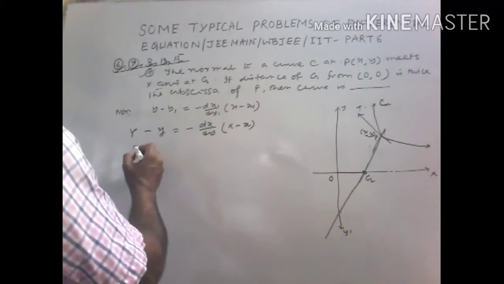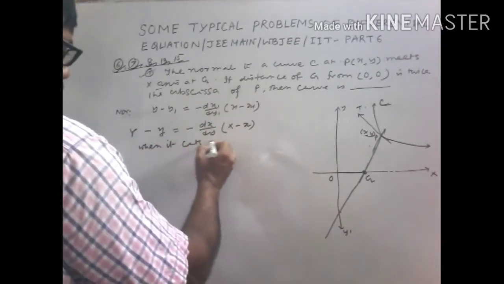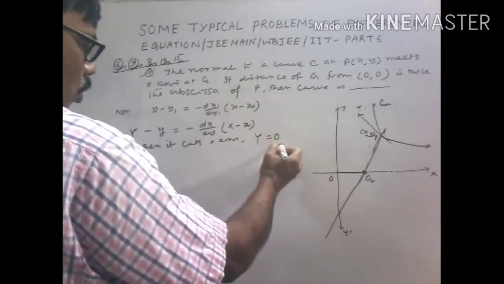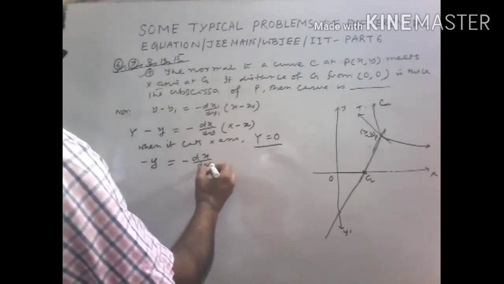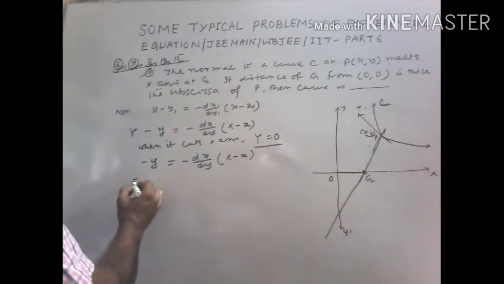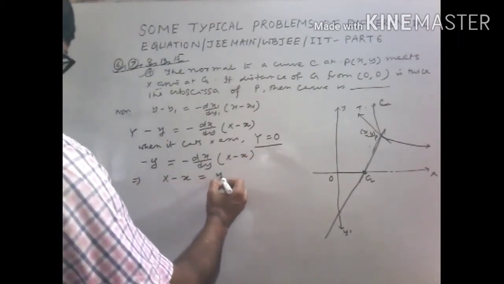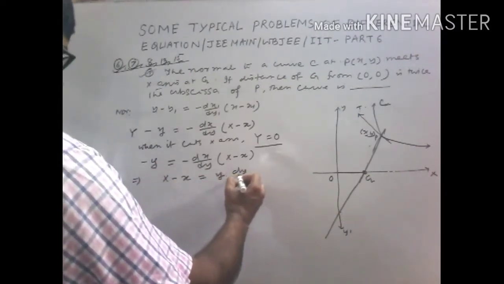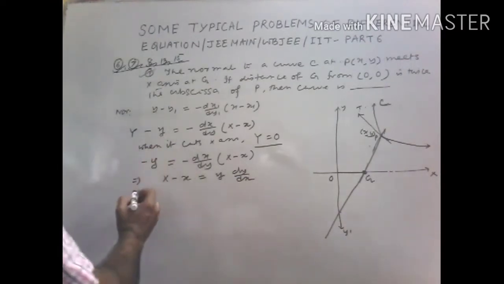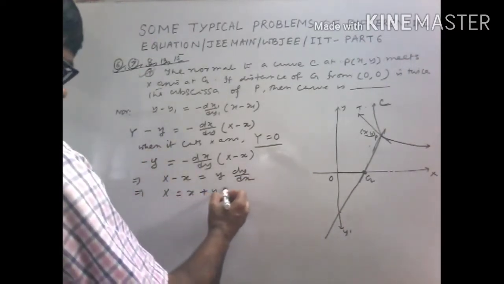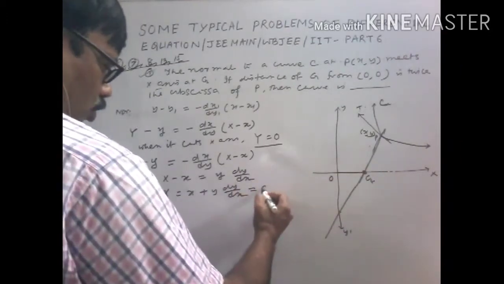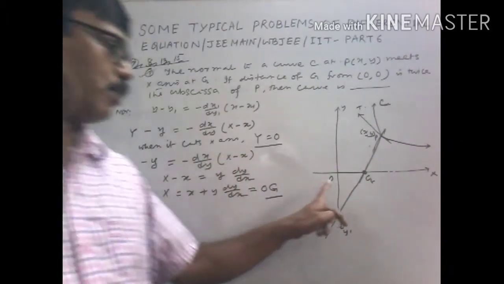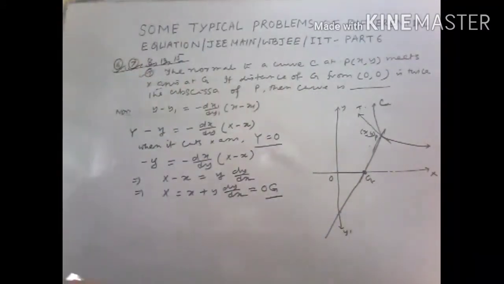So when it cuts the x-axis, capital Y, the current coordinate, equals 0. So minus y equals minus dx by dy into capital X minus small x. So capital X minus small x equals y into dy by dx. So capital X equals x plus y dy by dx. This is the coordinate of G, that is OG, the distance from the origin.